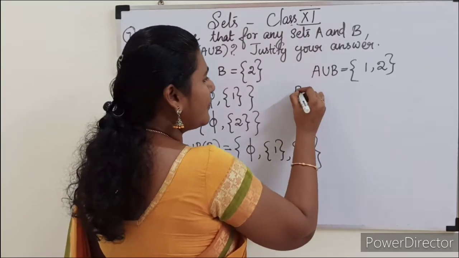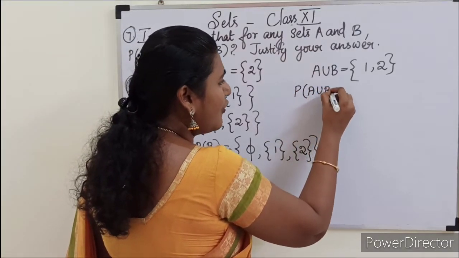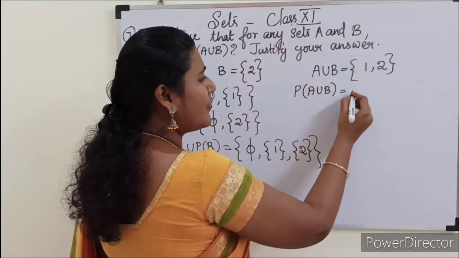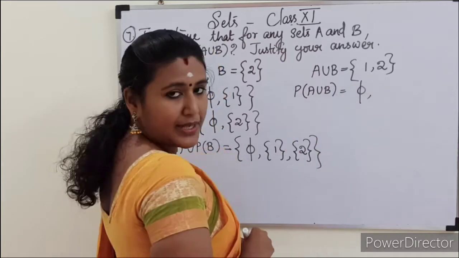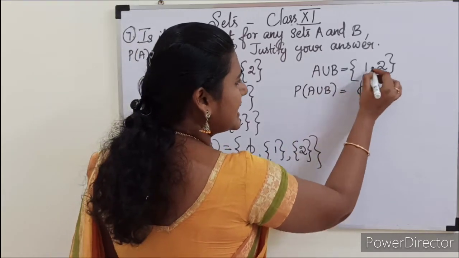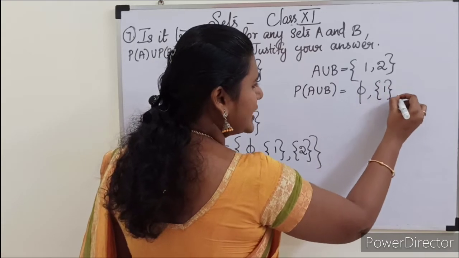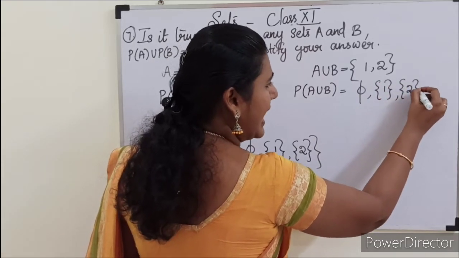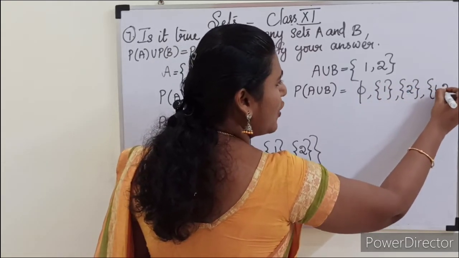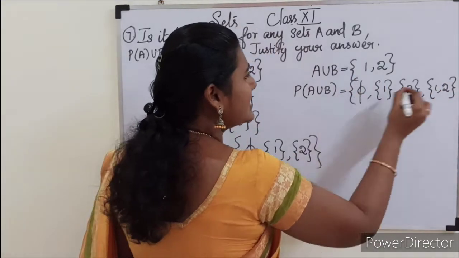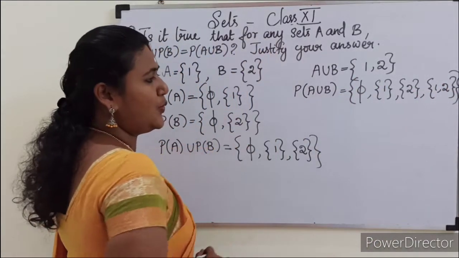Now we are going to find the power set of A union B. In the power set of A union B, the null set will be there, then the sets containing one element, that is {1} and {2}, and the given set. The given set is also a subset. So this is the power set of A union B.